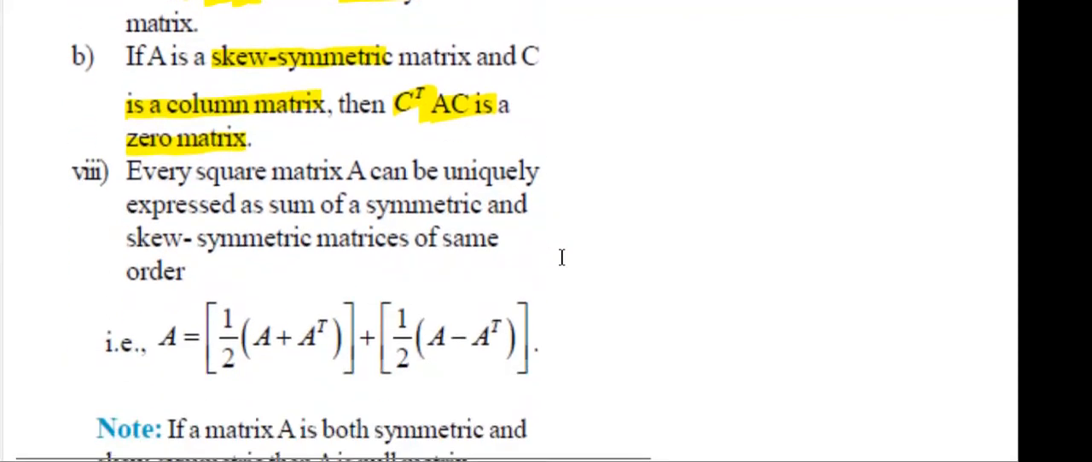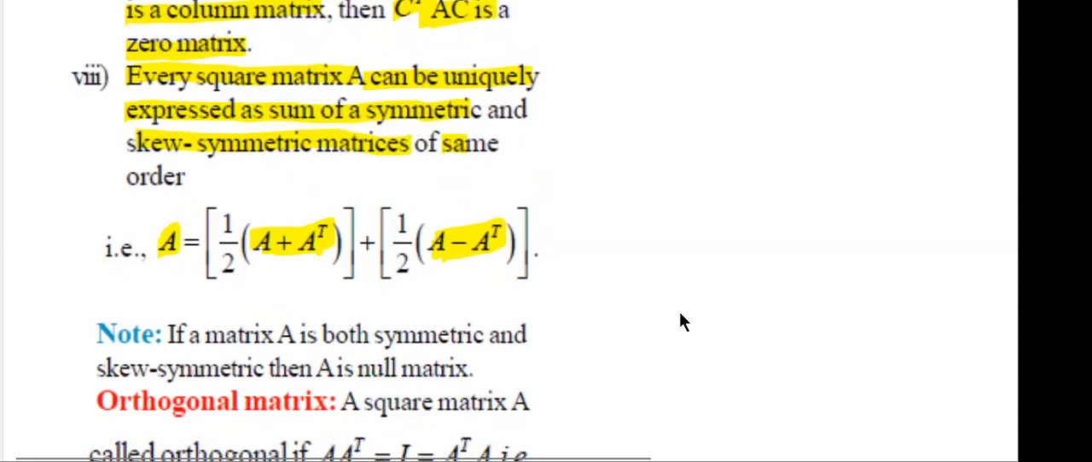Last point, this is important. Every square matrix A can be uniquely expressed as a sum of symmetric and skew symmetric matrices of the same order. A plus A transpose is a symmetric matrix. A minus A transpose is a skew symmetric matrix. Okay, the sum of a symmetric and a skew symmetric matrix is a square matrix. So A is equal to 1 by 2 into A plus A transpose plus 1 by 2 into A minus A transpose. This condition is very important.